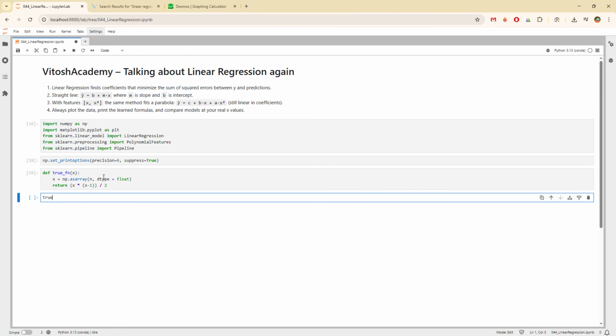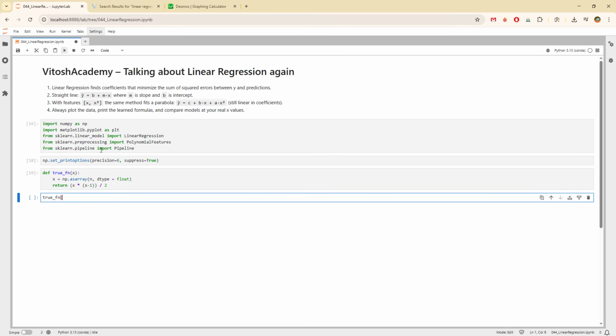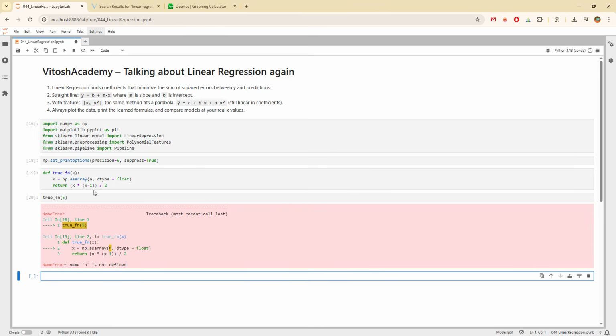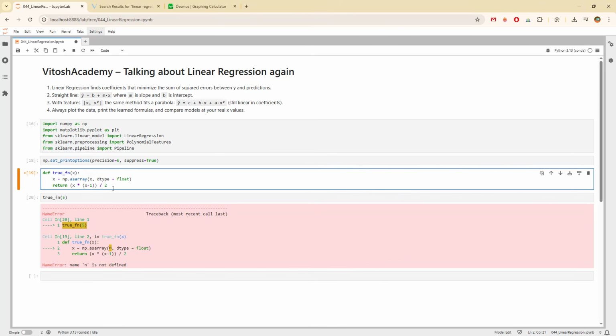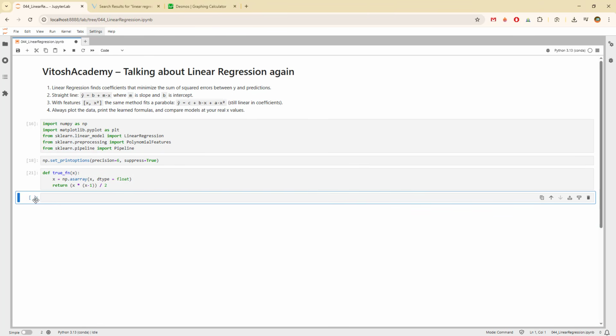So let's just try it. True function, what did I say here? For 5, it should return 10. Yes, it returned 10. That's great, so to say.